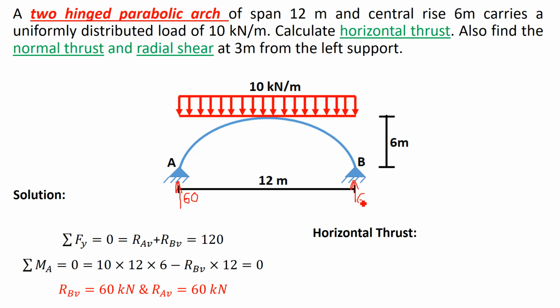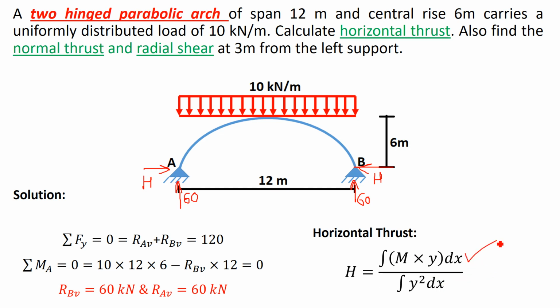Now the horizontal reaction at the hinge support is nothing but the horizontal thrust, that is H. So now we have to find out the horizontal thrust for this problem. We know, as we already solved two numerical examples, the equation to use to find out horizontal thrust is integration of M into y dx upon integration of y square dx. Now we will find out the numerator first, integration M into y dx.